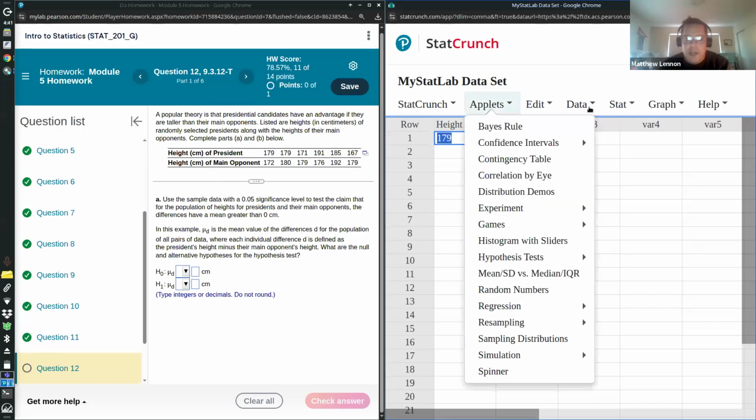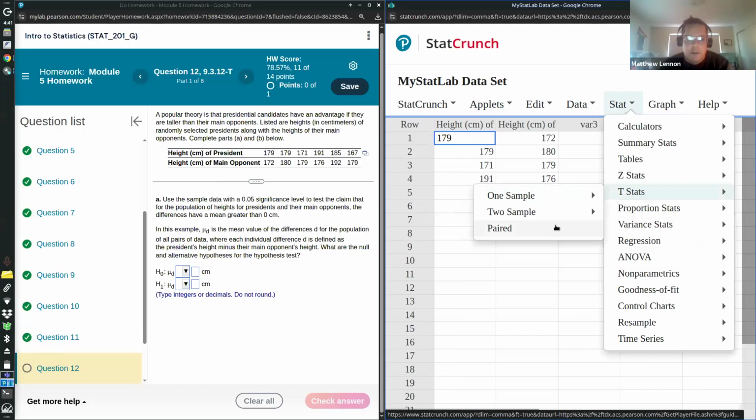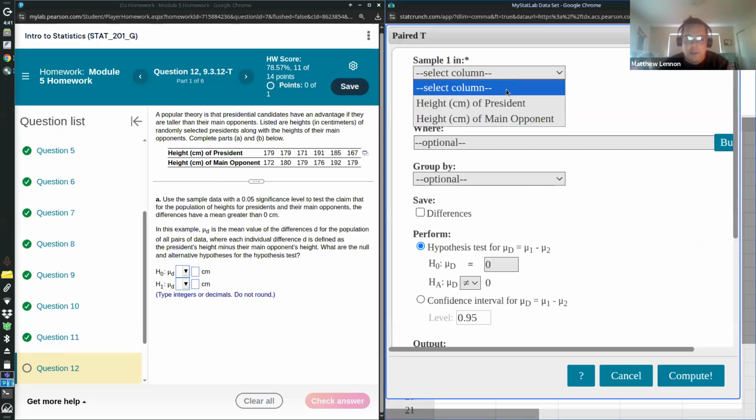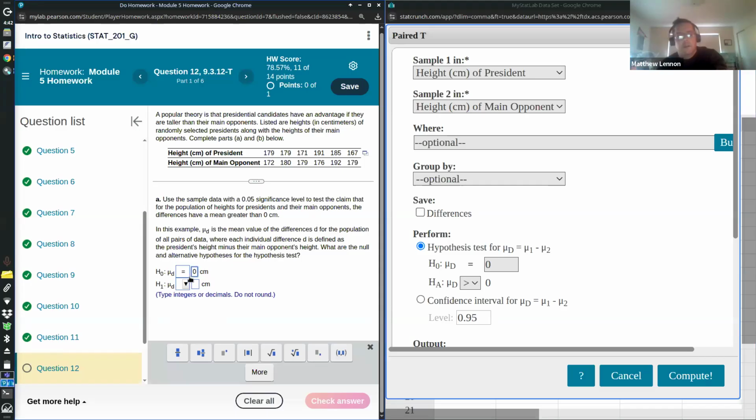Okay, so stat, t-stat, and paired. 6 parts, lovely. What is the claim? Greater than. So we're still in a one-tailed because whenever you use greater than or less than, that's one-tailed. Not equal is double-tailed or two-tailed. So we want to do equal, 0, and greater than 0.